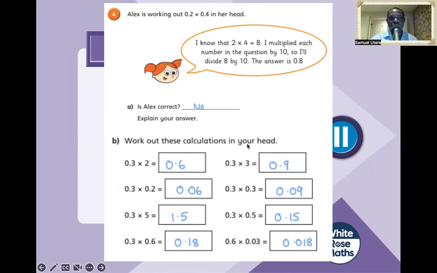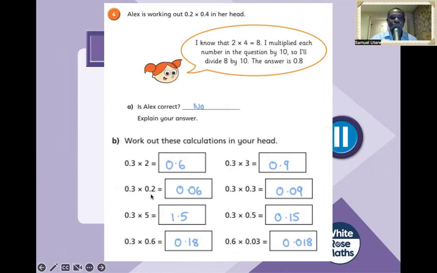And then work out these calculations in your head. Okay, so here we can say, 3 times 2 is 6. We know it's 0.3, so my answer will be 10 times smaller. You just say 0.6. Here, 3 times 3 is 9. So your answer will be 10 times smaller because this is 10 times smaller.